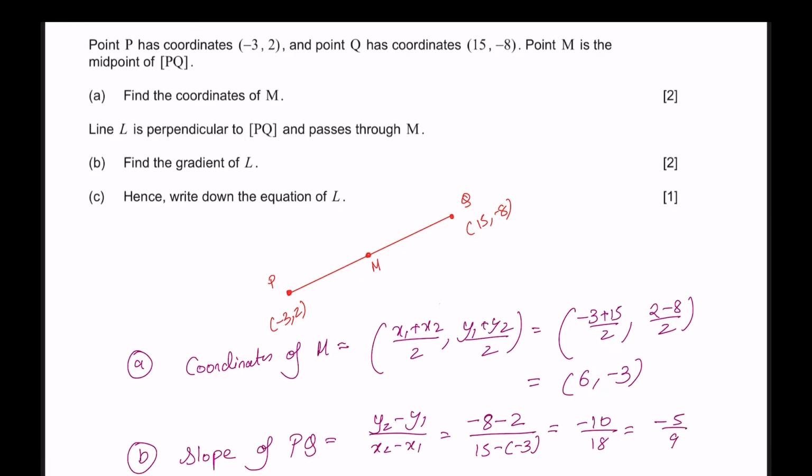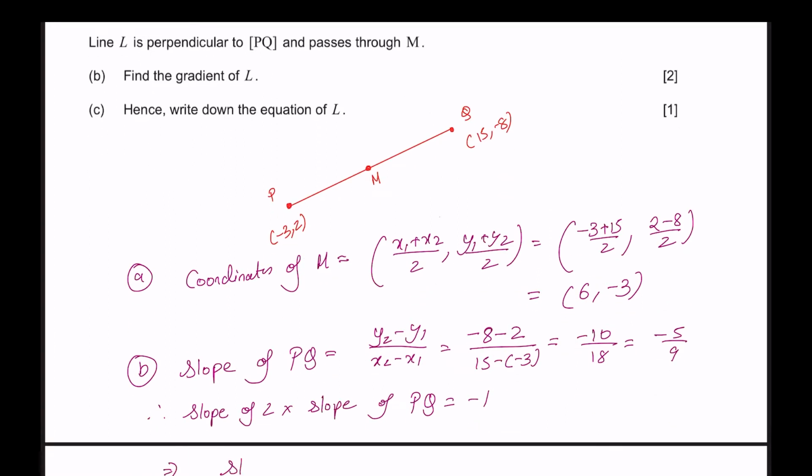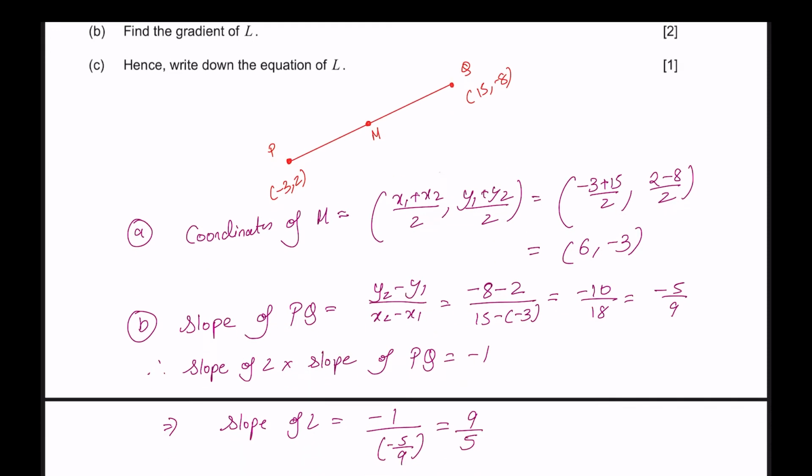Now if you have two perpendicular lines, we know that the product of the slopes is minus 1. So slope of L times slope of PQ will be equal to minus 1. So slope of L would be minus 1 divided by the slope of PQ. So minus 1 divided by minus 5 by 9, which is 9 over 5. This is the slope of L.